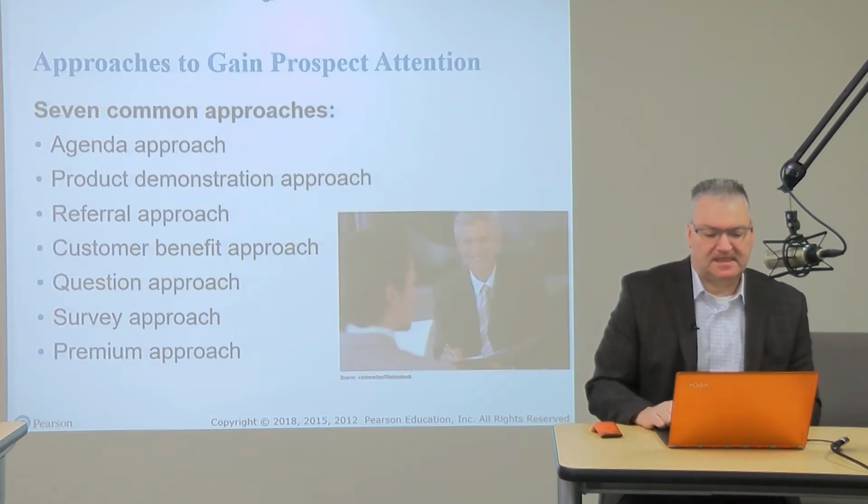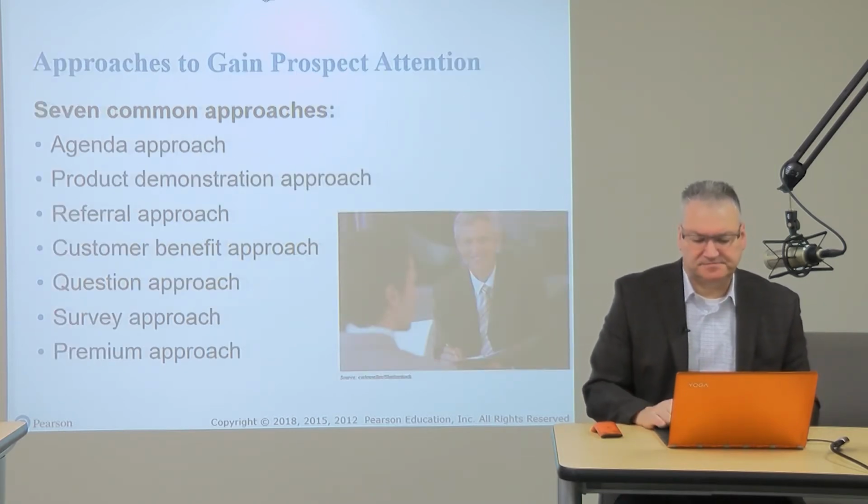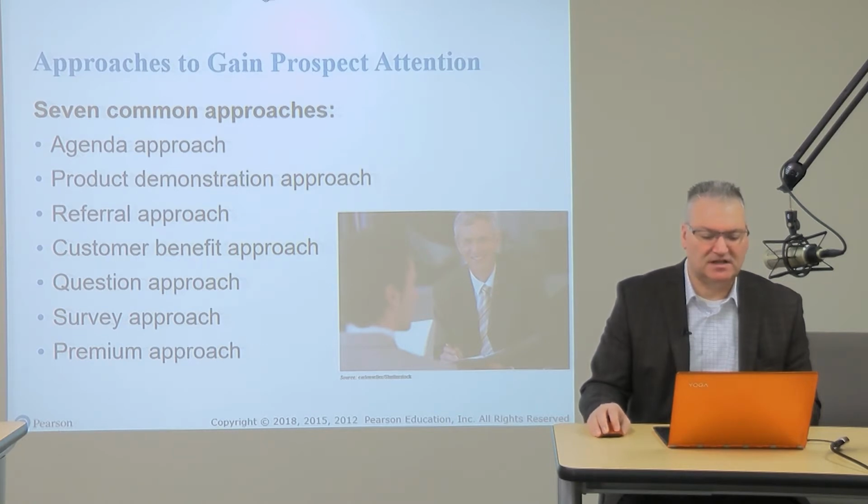So now we talked a little bit about making that connection. Let's talk about gaining the prospect's attention. So there are 7 common approaches to gaining the prospect's attention. So we've identified and used a number of effective methods to contact their attention, arouse interest, and transition to the next step in the presentation. 7 of them are mentioned here. So you can have an agenda approach and say, these are the things we're going to be talking about. They will typically circle or highlight the things that they're most interested in.